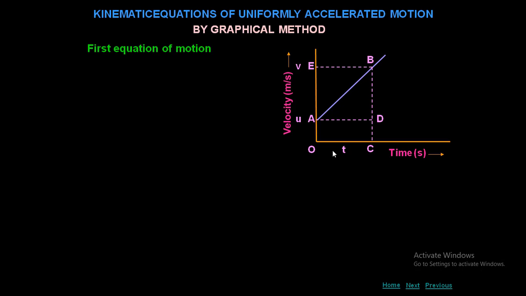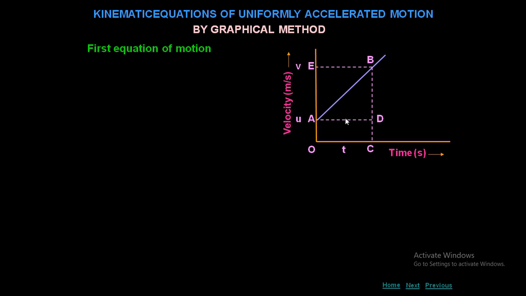acceleration. Let its initial velocity be u and final velocity be v. In a time interval of t seconds, it traveled a certain distance. Let it be x. Now if you see the graph, it is a linear graph. So a linear graph for velocity-time always represents uniform acceleration. Moreover, it is present in the first quadrant, so it is positive acceleration.